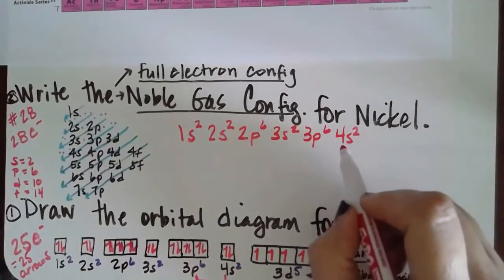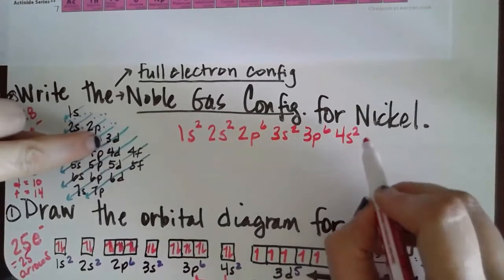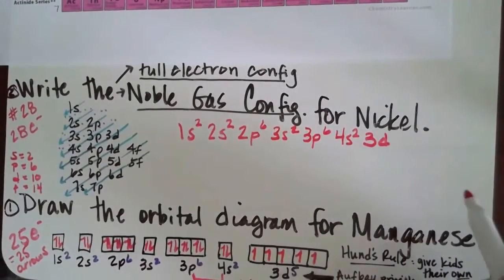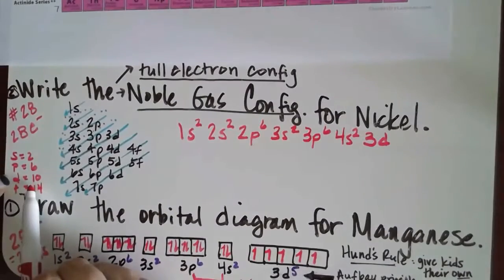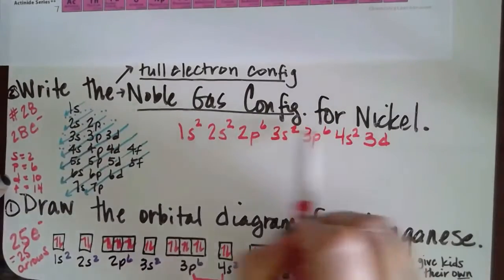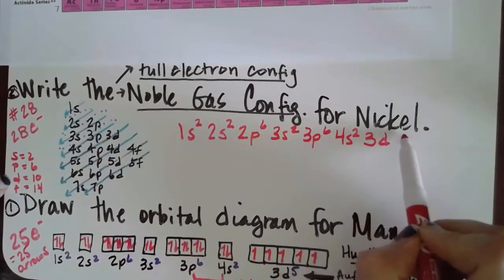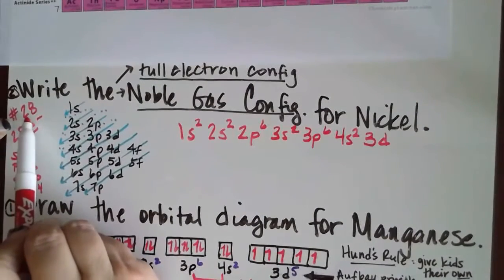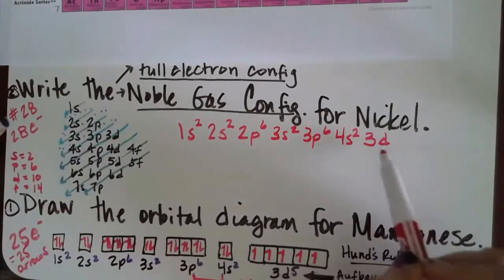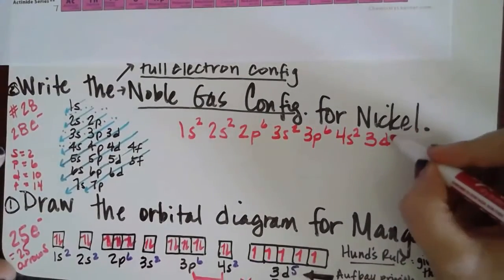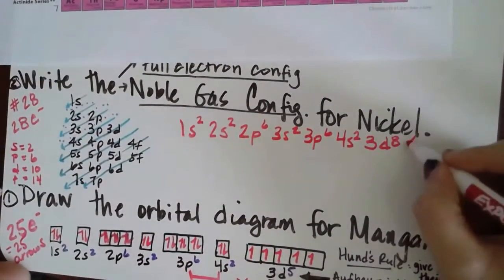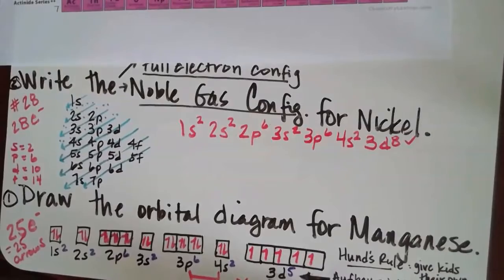After 4s comes 3d. Now here's the next question. How many can a D hold? A D can hold a maximum of 10. If I do 20 here plus another 10, that's going to give me 30 electrons. I don't need 30, I only need 28, which means that with this d orbital, I can stop at the 8 and everything will be fine. If I add all those up, that's equal to 28. So we're good. We are now done with the electron configuration for nickel.